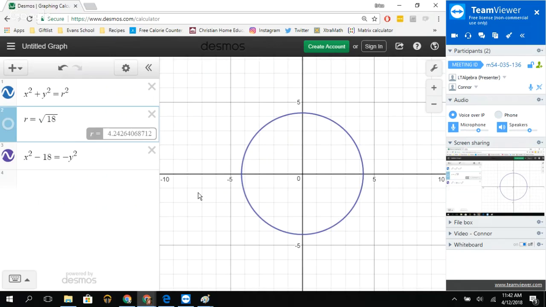So, make sense? Circles seem pretty easy. Yeah. All right. Good deal. Yeah, they are. There's no giant trick to them. That's just a circle. So, all right.